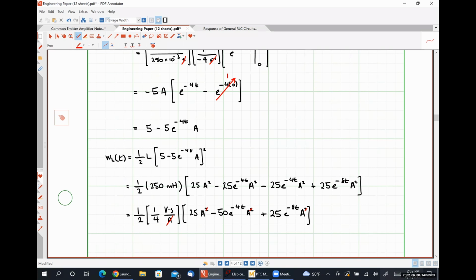I have a factor of 1/2 times 1/4, so that looks like 1/8. So this is going to be 25/8 minus 50/8, which is going to look like 25/4 e to the minus 4t plus 25/8 e to the minus 8t. So that's our energy stored by our inductor.